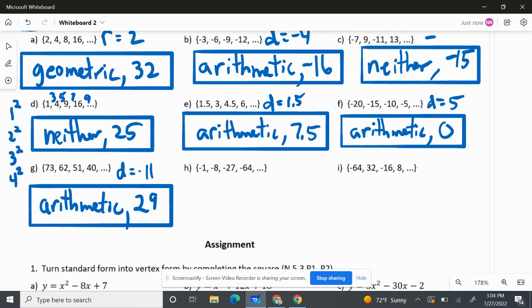For letter H, 1, 8, 27, 64, these are cubed numbers. -1 cubed is -1. -2 cubed is -8. -3 cubed gives us -27. Negative 4 cubed is negative 64. So that means that negative 5 cubed would be negative 125.